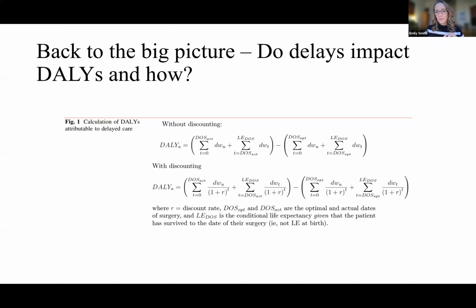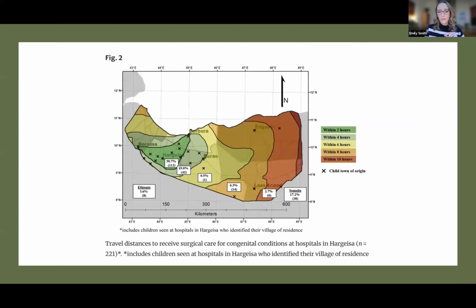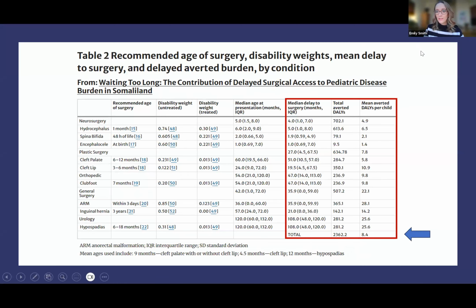So back to the big picture, when we take into account disability weights, or the lack thereof, and when we don't take into account delays, our DALYs are underestimated. When we put that back into the model, here's what we found. We found that most of our kiddos, like 60%, are coming from travel distances outside of that 2-hour window, which is part of the story. But then when you take into account the DALYs, if you don't take into account those delays, it's going to underestimate the DALYs by what you see in the red box.